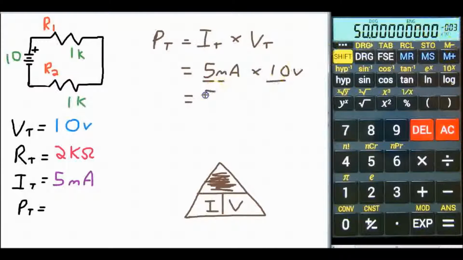So my power consumption for the circuit is 50 milli, and power is measured in watts. So let's go ahead and put our 50 milliwatts in our answer key.